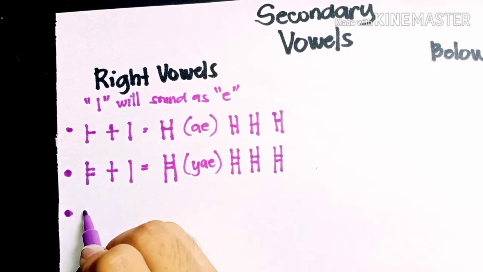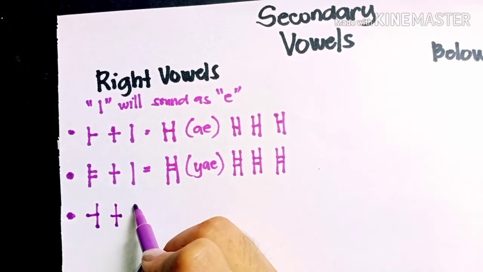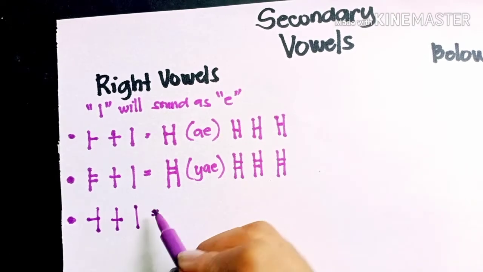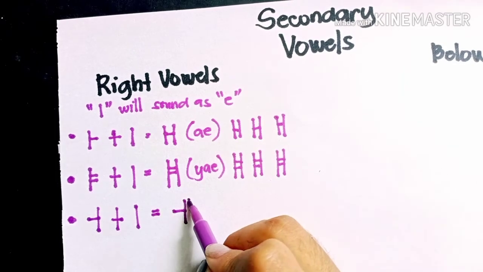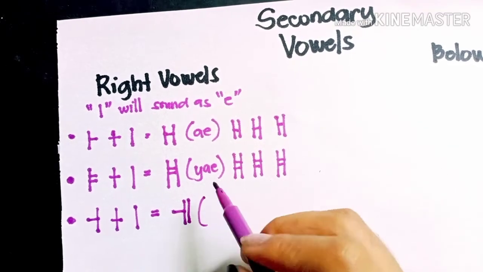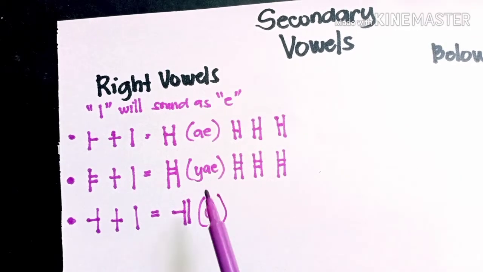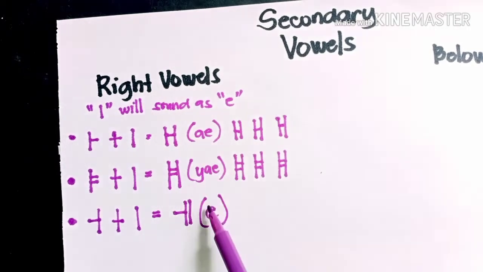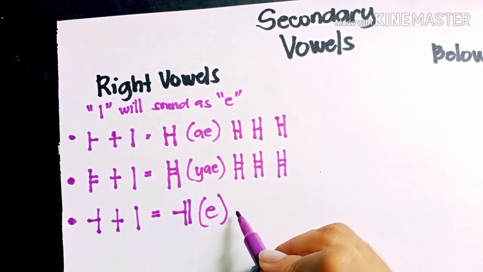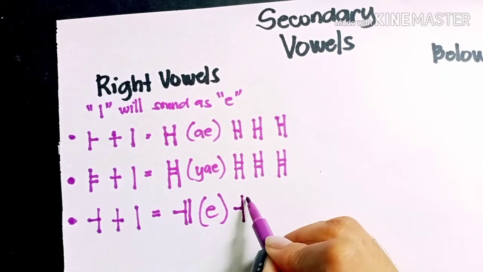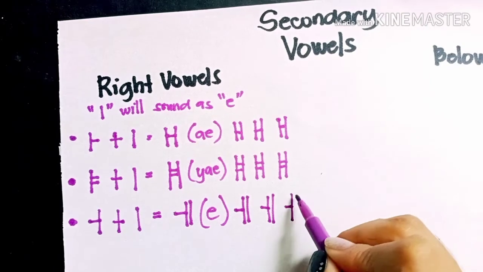Next is the combination of the vowel O plus E. It will come up to E. So, as you can see, they have the same pronunciation as the first vowel. E and E. So, again, E.